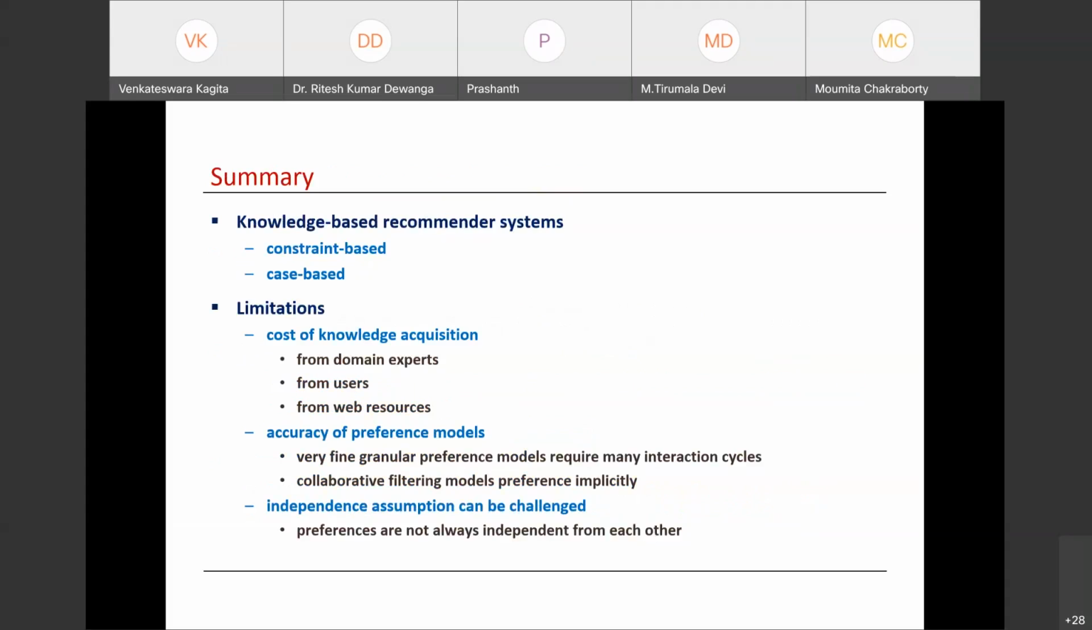So the summary is that knowledge-based recommender systems can be either constraint-based or case-based. In the iterative process, both are the same. Both are the same.